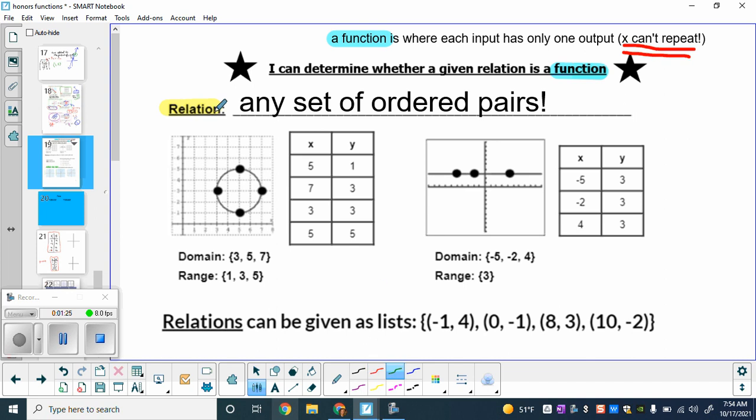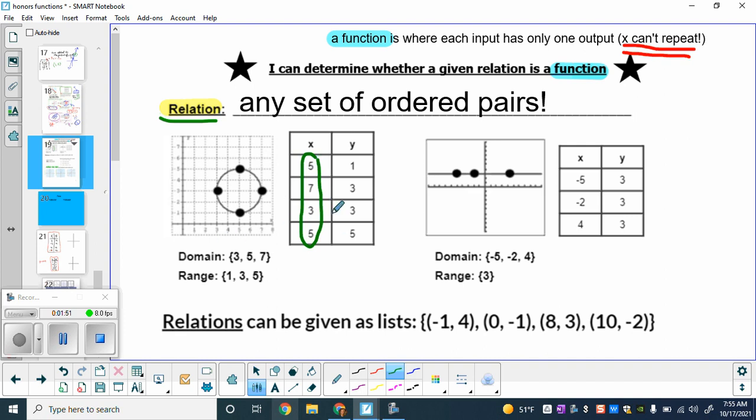Now first, just getting comfortable with relation, all right? Any set of ordered pairs. So here I have 4 ordered pairs, and when I plot them, they make this circle. Reviewing some vocab, the domain is going to be this list of inputs right here. And so we have a 3, a 5, and a 7. Now right here you can see that this x repeats, so this is actually not going to be a function, so we're going to talk about that in a little bit.